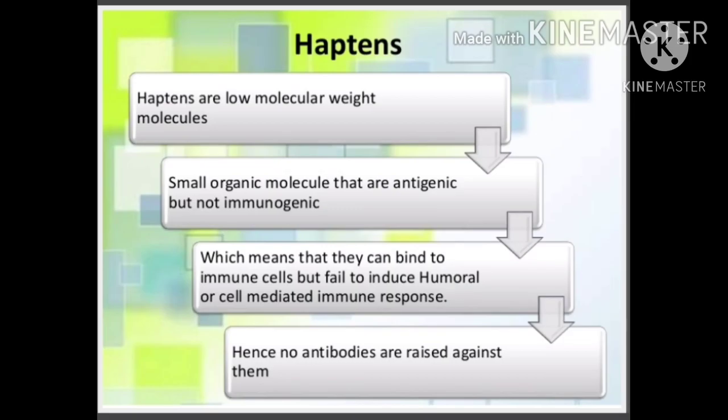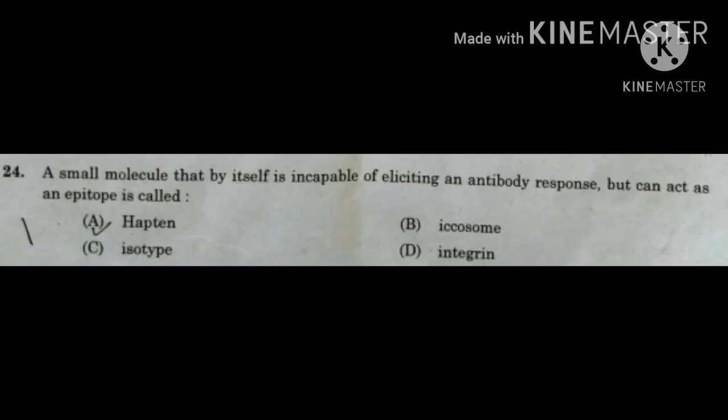Look at the options, you can see a term hapten. What are haptens? Haptens are low molecular weight molecules. They are small organic molecules that are antigenic but not immunogenic. They can act as antigen. Why? Because they contain the antigenic determinants, namely epitope, but they are totally incapable of provoking what? Immunological reaction. Okay, they can bind to immune cells but fail to induce humoral or cell mediated immune responses. Hence, no antibodies are raised against them. Correct answer for this question is option A, hapten.